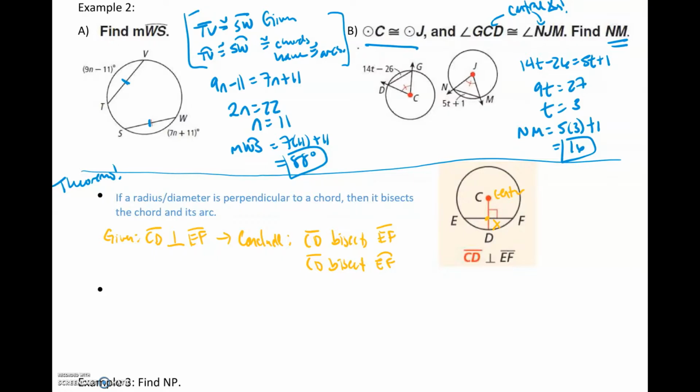All right, and this is something you can think about doing and proving with potentially triangles. If you add in CE and CF as radii, you can play with that. But anyway, that's just something to think about. Okay. Then the second theorem is related to this.